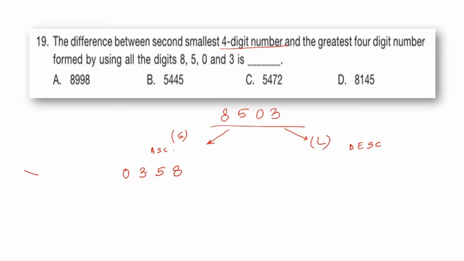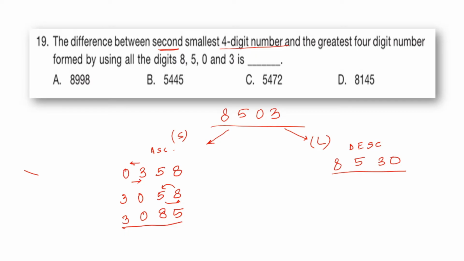The smallest 4-digit number will be, we'll just move 3 here and 0 here. So it will be 3, 0, 5, 8. Now this is the smallest, but they need the second smallest. So the second arrangement is just movement of your tens and ones places. So it will be 3085, which is the second smallest 4-digit number. And for the largest 4-digit number that can be formed, we'll arrange it in descending order. So it's 8530. So this is the largest.